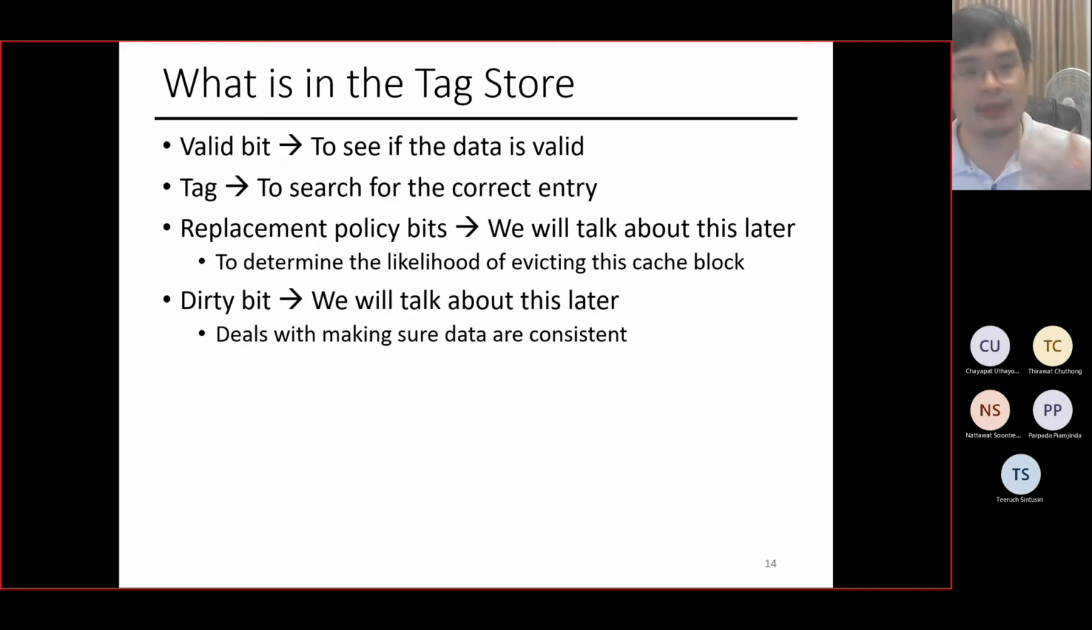The dirty bit, again, I didn't want to talk about it now, we will talk about this later in this class. But the dirty bit tells whether someone modified my data, someone changed the data, and how do you make sure that this is propagated to the L2 cache, L3 cache, and DRAM?